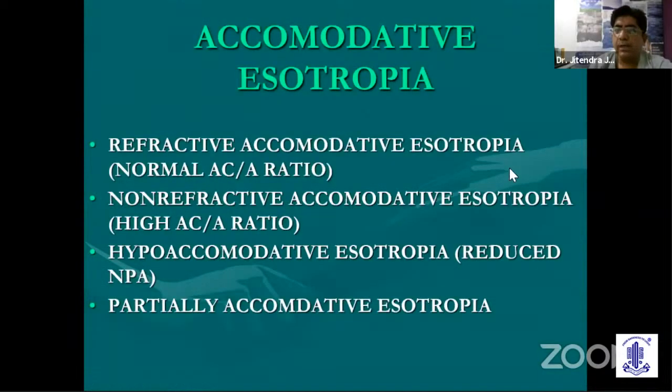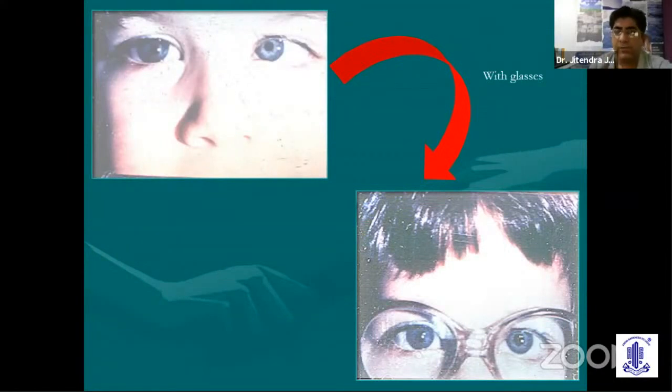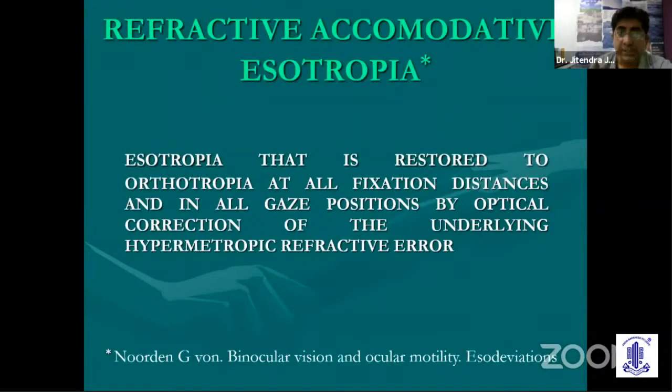So accommodative esotropia can be broadly divided further into refractive accommodative esotropia, non-refractive accommodative esotropia, which has high AC/A ratio, hypoaccommodative esotropia, and partially accommodative esotropia. So this is what we are talking about when the patient wears glasses, most of the esotropia is taken care of. That is the refractive accommodative esotropia, which by definition is a type of esotropia which is restored to orthophoria in all positions of gaze by giving the optical correction. So refractive accommodative esotropia, which is part of accommodative esotropia, is corrected completely when you give the hypermetropic refractive error.